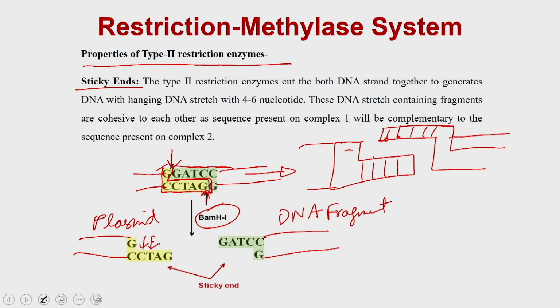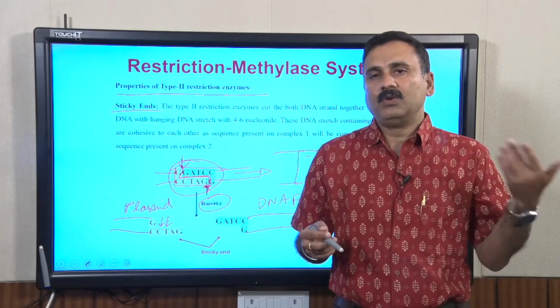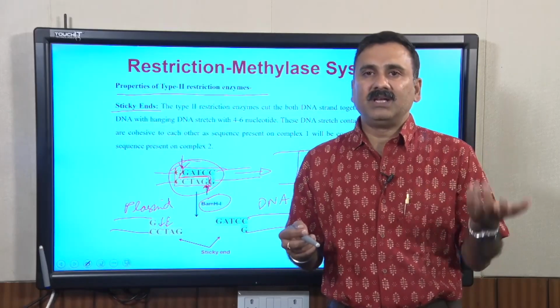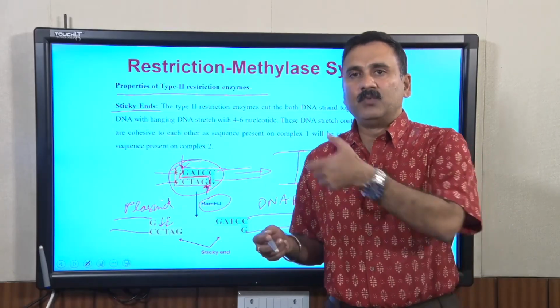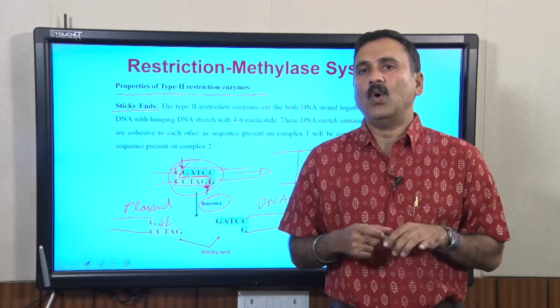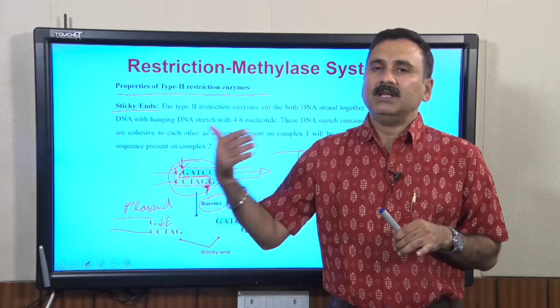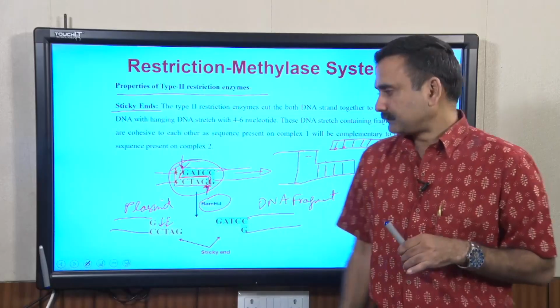So, instantly they will come together and form this, and that is how you are going to insert this particular fragment into this particular plasmid, which is actually the transforming agent. That is how you are going to generate a chimeric DNA, and then once you put this chimeric DNA into the host, you will be able to generate the genetically modified organism.